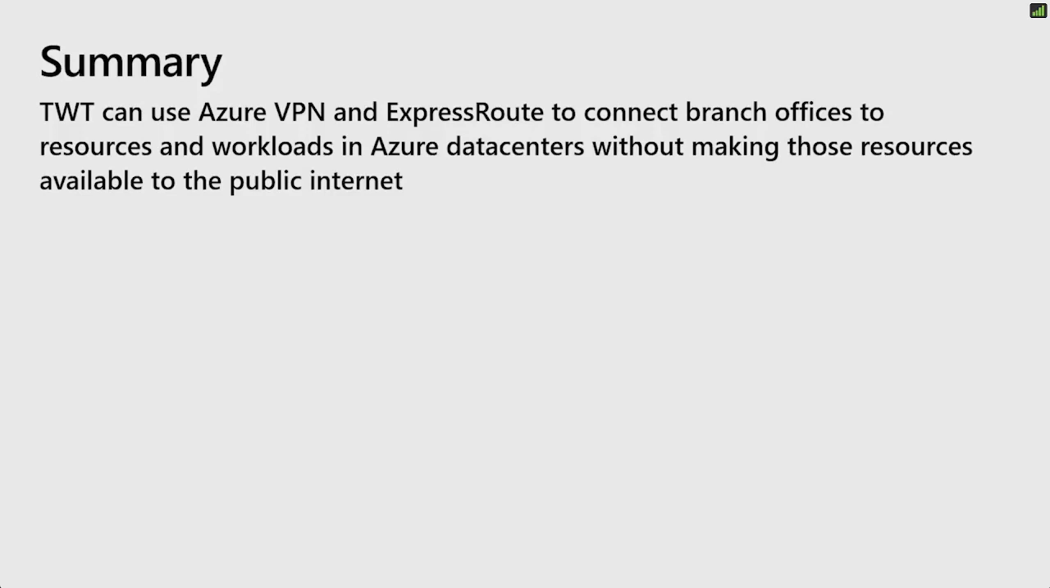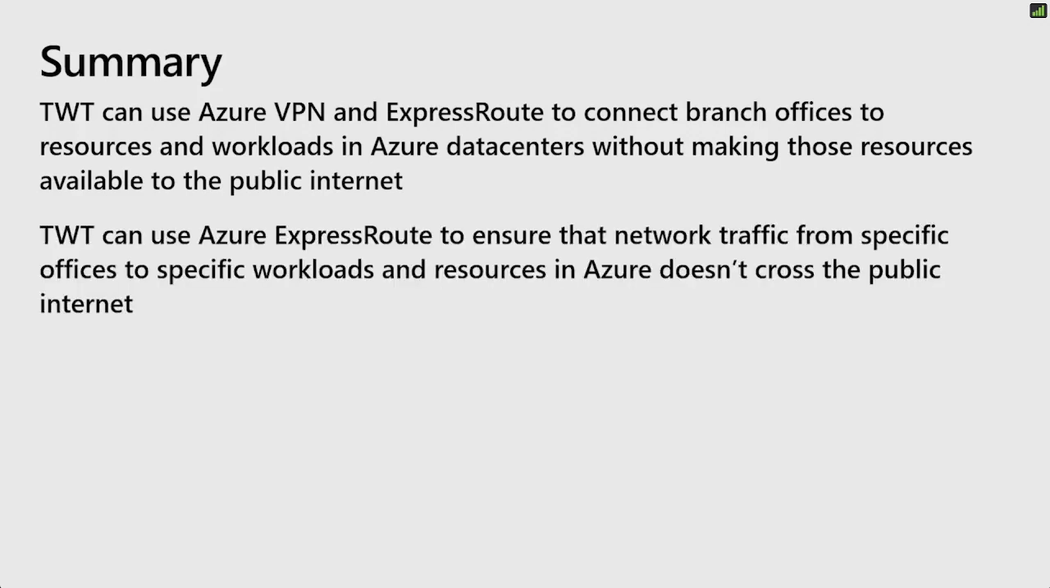This session has thrown a lot of complex terms at you because we've looked at both networking and hybrid identity. What we've ended up, though, is some scenarios where Tailwind Traders can use Azure VPN and ExpressRoute to connect their branch offices to those resources and workloads in Azure without making those cloud resources available to the public internet. They've also explored how they can use ExpressRoute to ensure that network traffic from specific offices into specific workloads and resources in Azure doesn't cross the public internet.